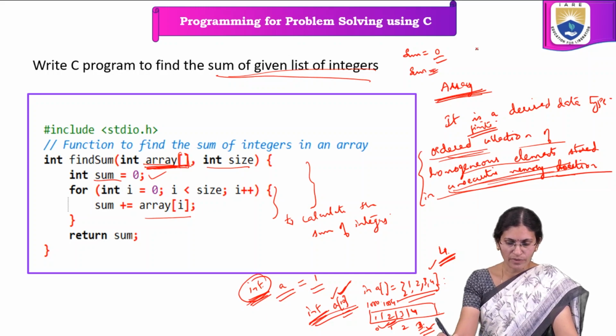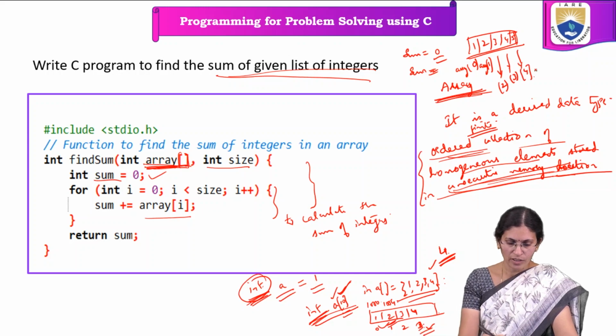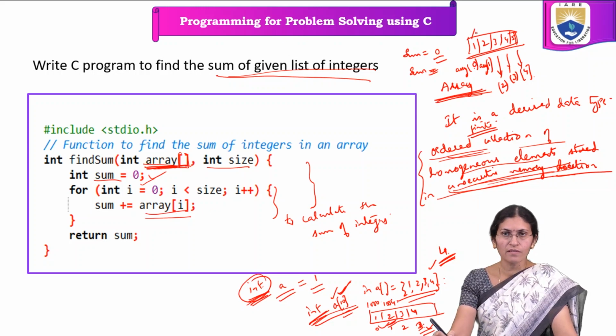Suppose these are the elements given: 1, 2, 3, 4 and 5. This is array of 0, this is array of 1, this is array of 2 and so on, this is 3 and this is 4. Initially the i value starts from 0, so sum is sum plus 1. So sum will be equal to 1 now.